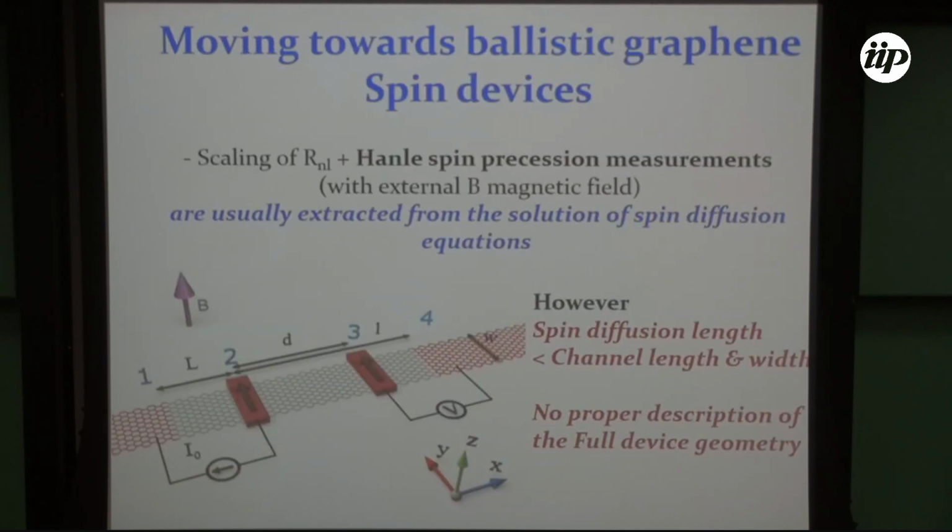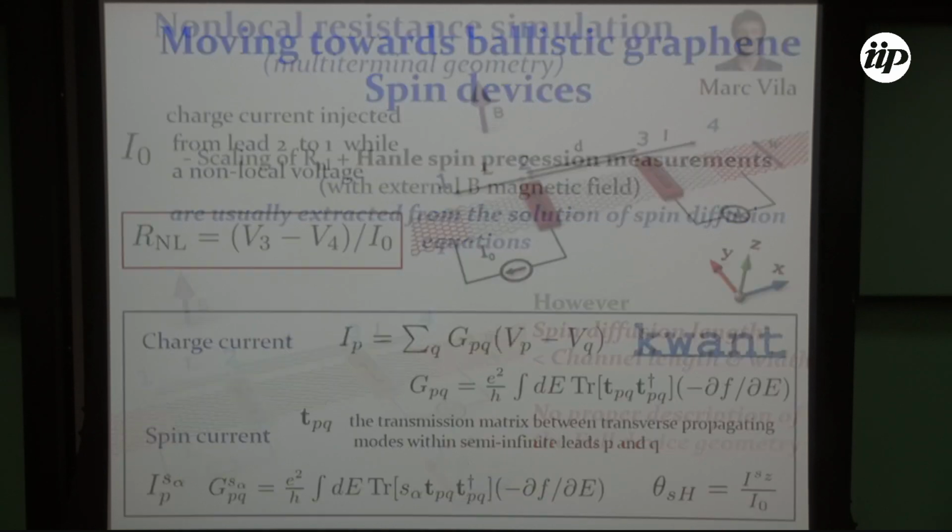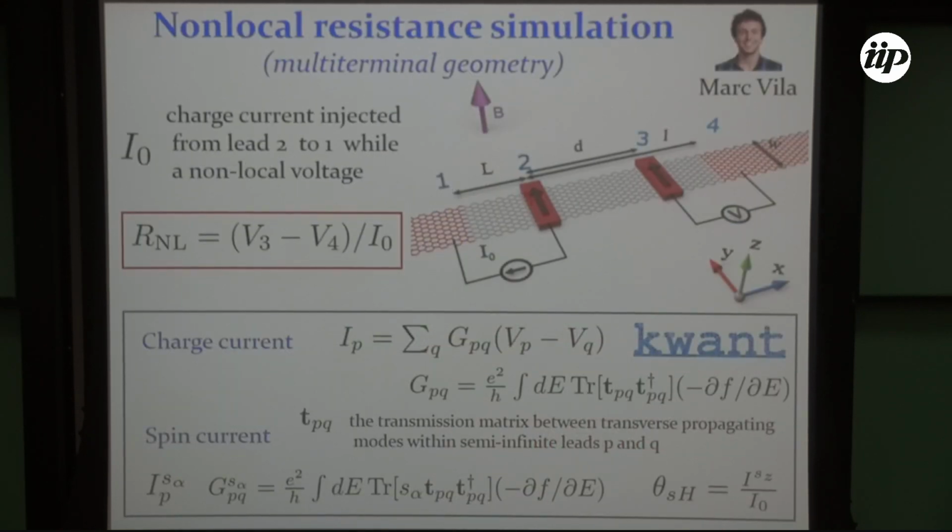So the problem is that this derivation and this analysis of the data by the spin diffusion equation suppose several approximations. First of all, that the spin actually really scatters, like the Elliott effect. And usually the complexity of the device geometry is not taken into account in the spin diffusion equation, or it's at a very phenomenological level. So in order to address this problem, you can do a brute force simulation of the non-local resistance by using this multi-terminal Landauer-Büttiker approach.